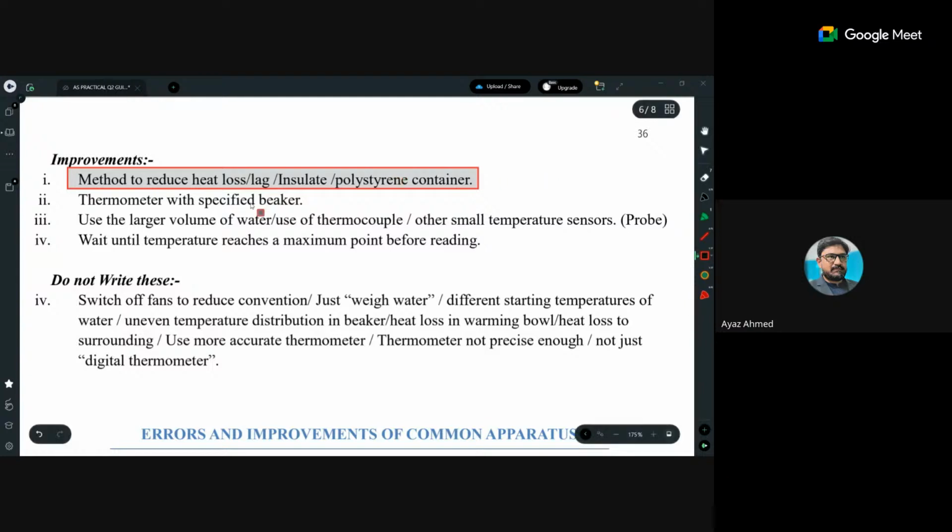Okay, after that, thermometer with specified beaker, or beaker with specific thermometer, you can say, or you can say that we can use a thermocouple as well, or a digital thermometer. Use a large volume of water, use a thermocouple, and a small temperature sensor, probe-like things. This was for if the bulb is not able to immerse in the liquid, then use a large amount of water or use a pointer thermometer. Pointer thermometer is the one which is a thermocouple, something like that.